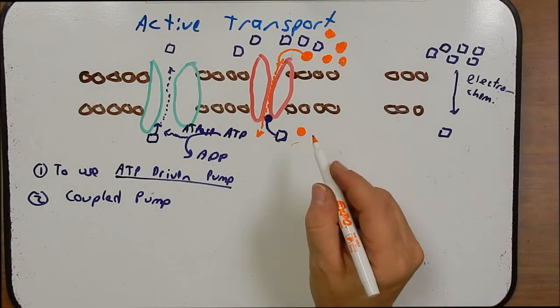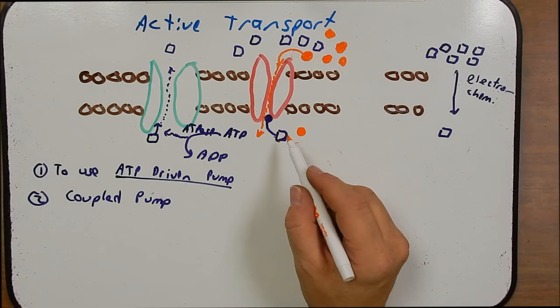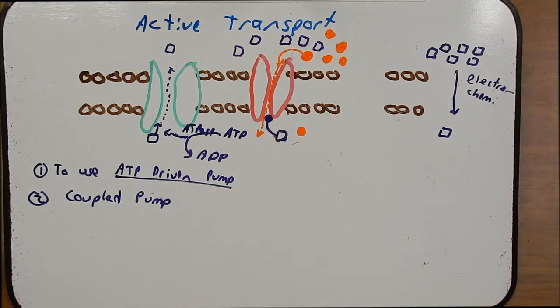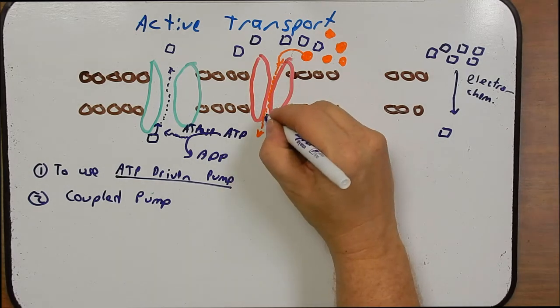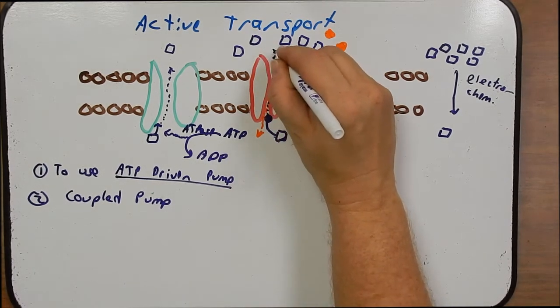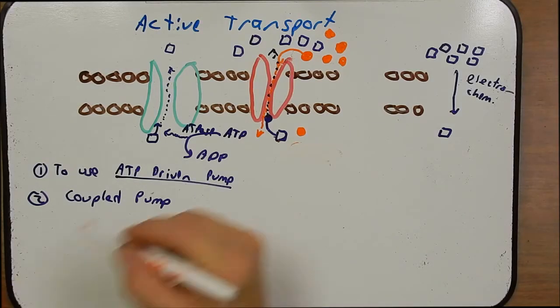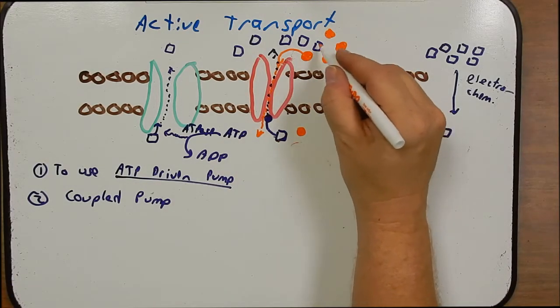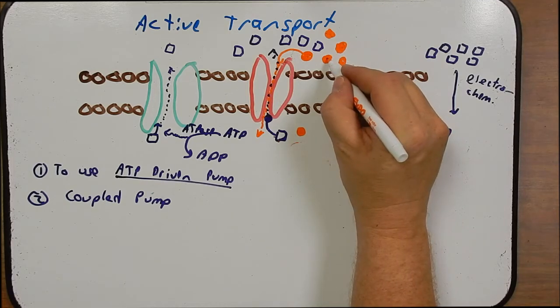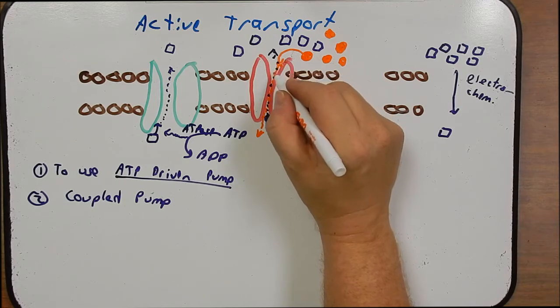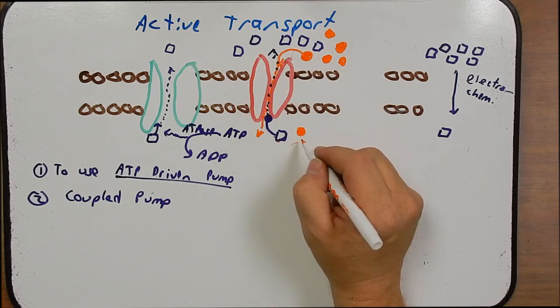As it flips this transporter, it also provides an easy pathway for this purple molecule to now go against the gradient. I want to say that one more time. In coupled transport, we have molecules in a higher concentration on this side that are going to bind to the transporter so it can move to a lower concentration using passive transport.